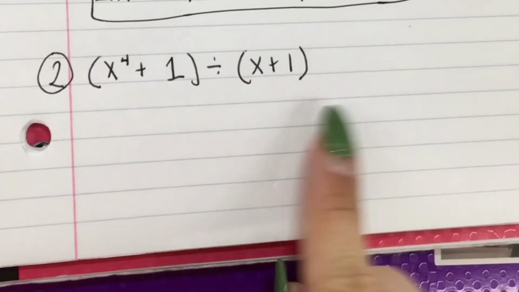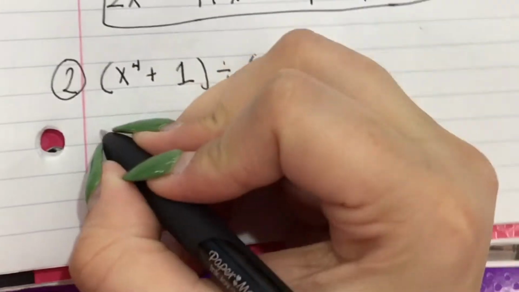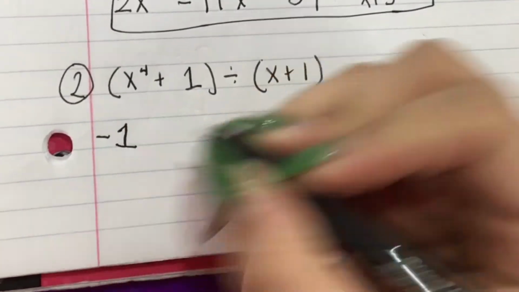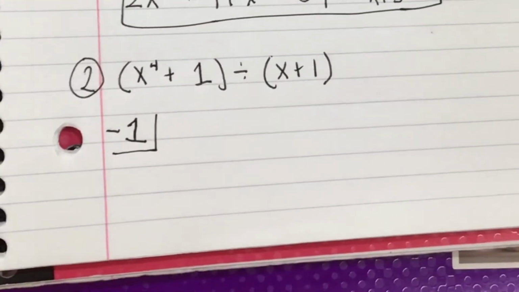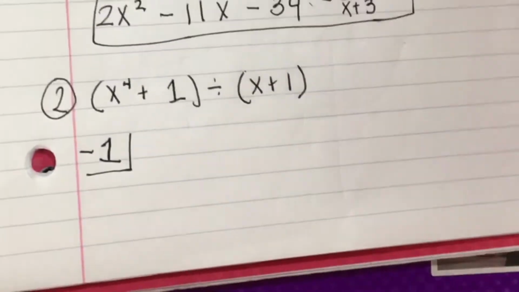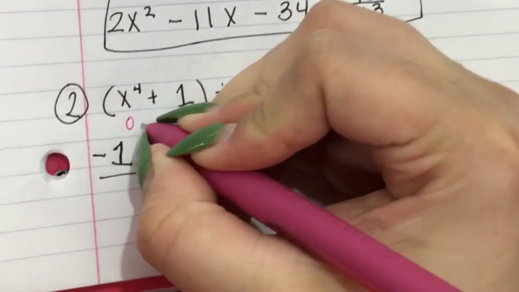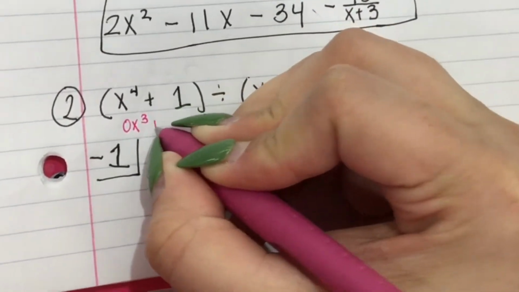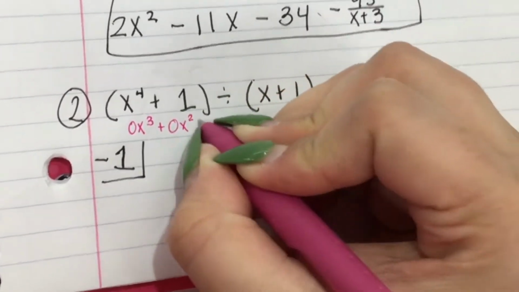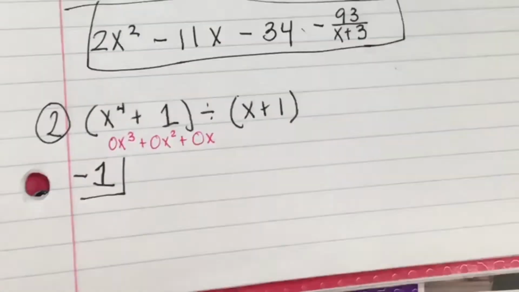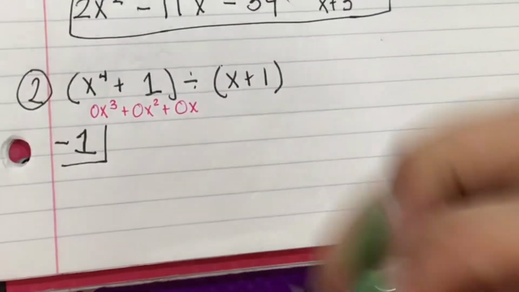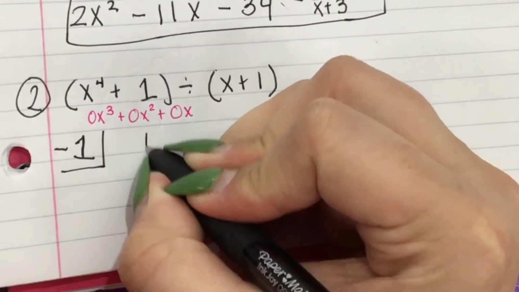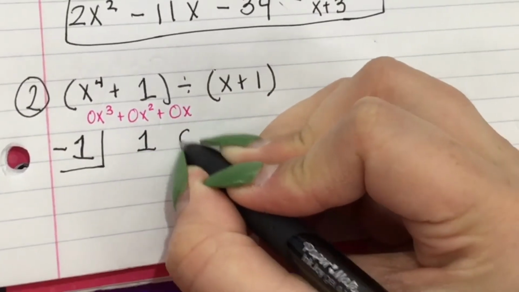For this next example, we have a binomial divided by a binomial of x plus 1. So remember, we would set that equal to 0 and we would get x equals negative 1. So that's what I'm putting in that little box. Because we start with this quartic term, we need to have a cubic term, a quadratic term, and a linear term before that constant. So remember that we have to fill up those dummy terms with 0 coefficients.